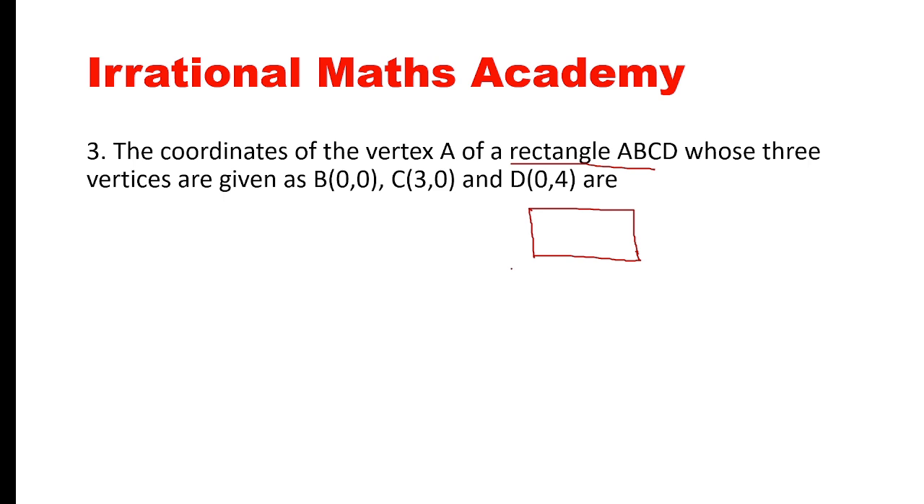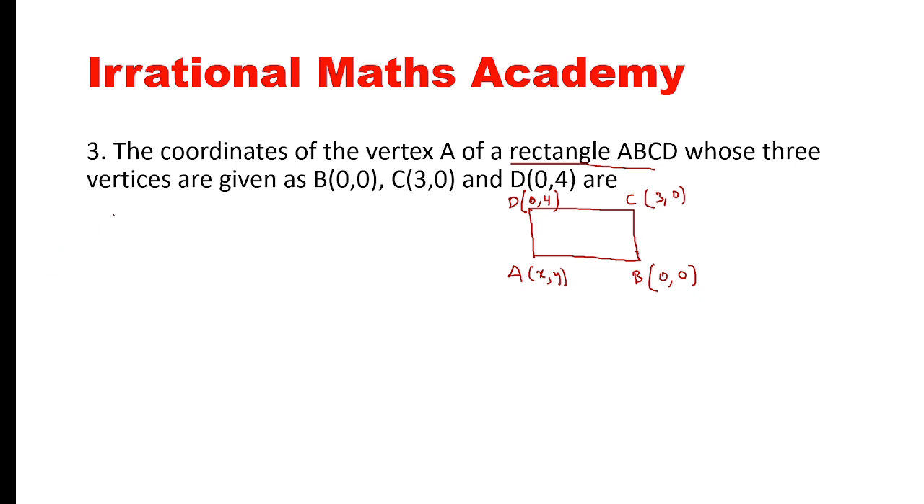Okay, the vertices. A is x comma y, B is 0 comma 0, C is 3 comma 0, D is 0 comma 4.